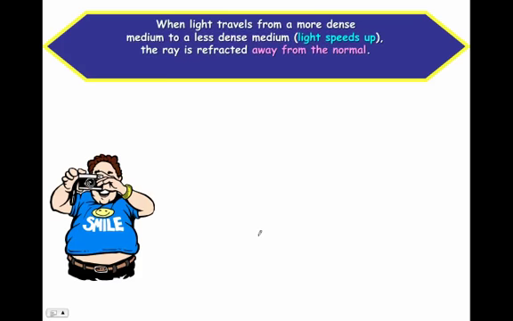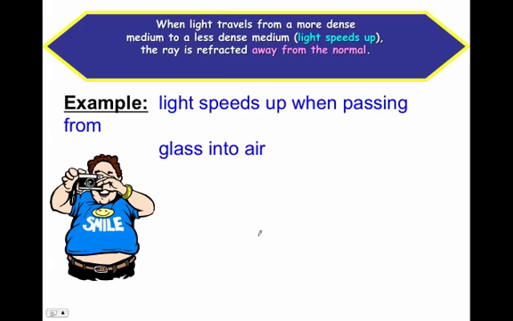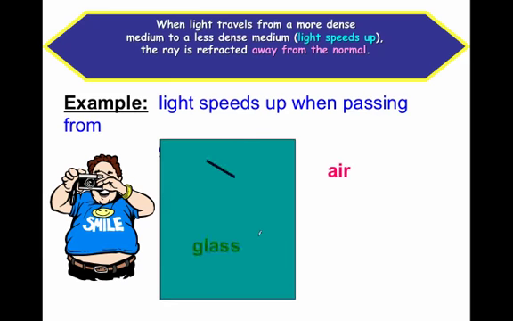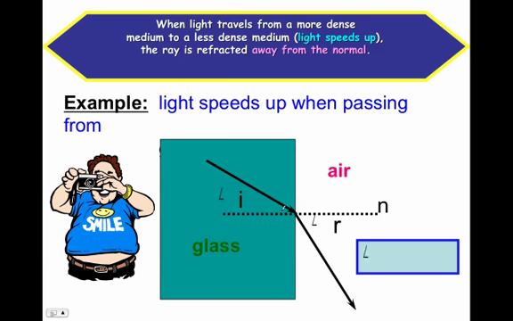Let's look at the opposite. When light travels from a more dense medium to a less dense medium, what happens to the light? It speeds up. And so it'll refract or bend away from the normal line. So let's say light goes from glass to air. So here's our normal line, here's our angle of incidence, and here's our angle of refraction. And what should happen is the angle of refraction now will be bigger than the angle of incidence. In other words, it bends away from the normal line. So this angle is bigger than this angle.